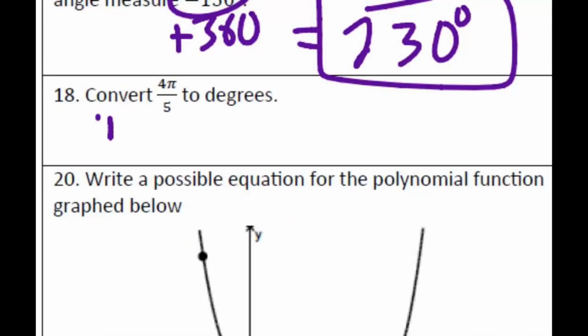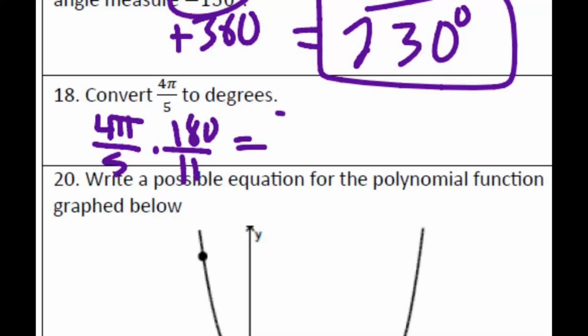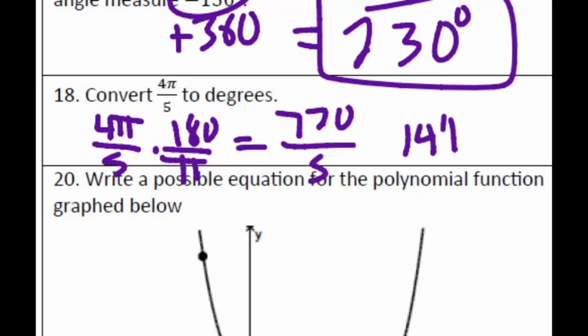I want to convert this to degrees. Our conversion factor is pi in the bottom, 180 in the top. If I convert this, the pi's are going to cancel out. I'm left with 720 over 5, which would be 144 degrees.